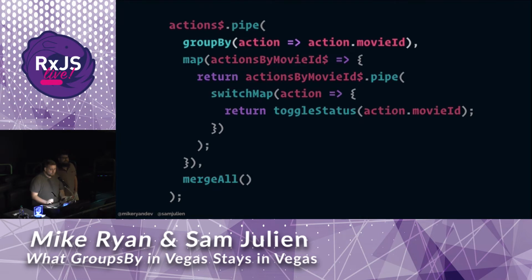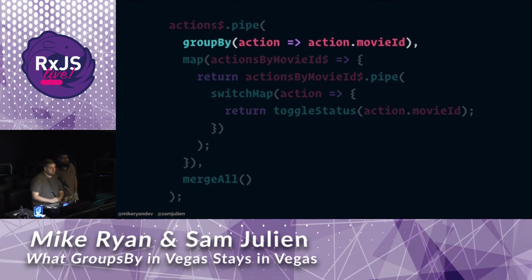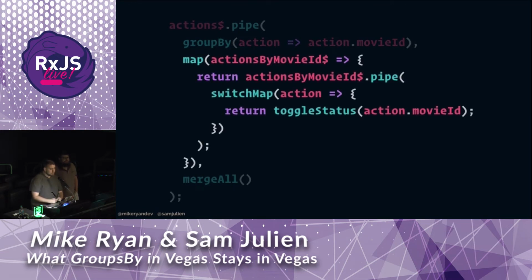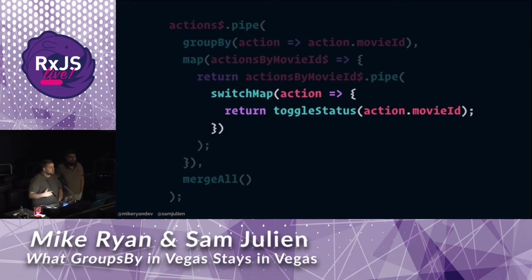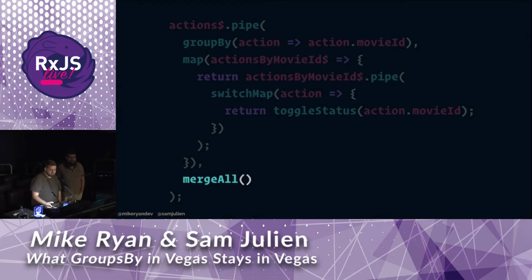So from the top, first, I'm using the groupBy operator to filter these down based on the movie ID. So I've got a higher order observable where each inner observable matches one movie on the UI. Then I'm going to use the map operator to map this inner observable into a new inner observable. And to do that, I'm going to apply the switchMap operator here. So now I'm applying that switchMap operator per movie rather than for all the movies like I was doing before. And then at the end, I need to flatten it back out, so I'm going to call mergeAll.